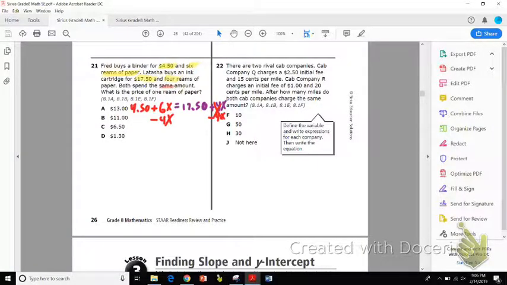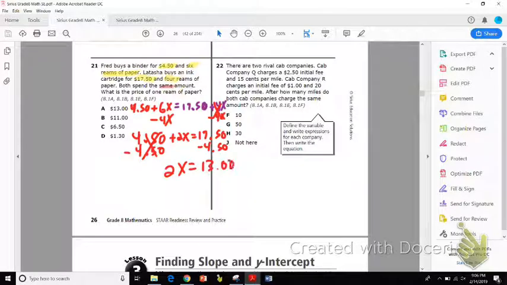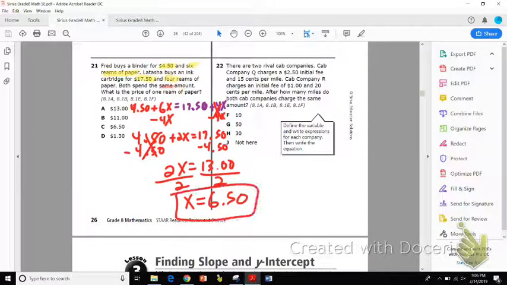So those cancel out. Let's go ahead and bring down our numbers here. $4.50 plus 2x is equal to $17.50. Let's go ahead and subtract $4.50 from both sides to try to isolate our variable. So right here, those cancel out, ladies and gentlemen. We're left with 2x being equal to $13. Now the opposite, or the inverse operation of multiplying x by 2 is to divide it by 2. What I do to one side, I do to both sides. And ladies and gentlemen, we've established that every ream of paper is $6.50.